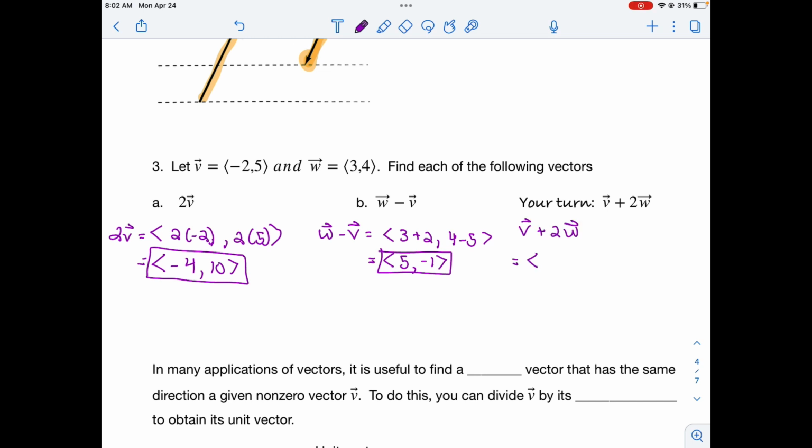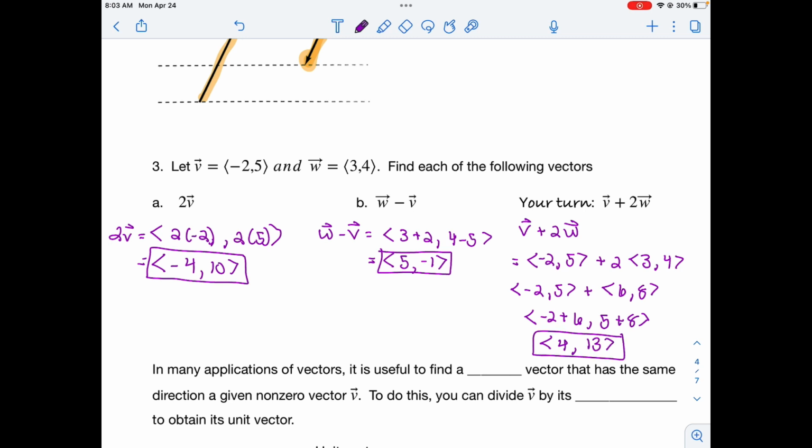Okay, one way to show your work here is just replace vector v with its component form. Replace vector w with its component form. Now the problem with this one is order of operations. We must do multiplication before we do adding and subtraction. So you have to distribute the 2 into your second vector first, then you can add your 2 vectors together. So did you do your order of operations correctly? So you should get that this is vector ⟨4, 13⟩.